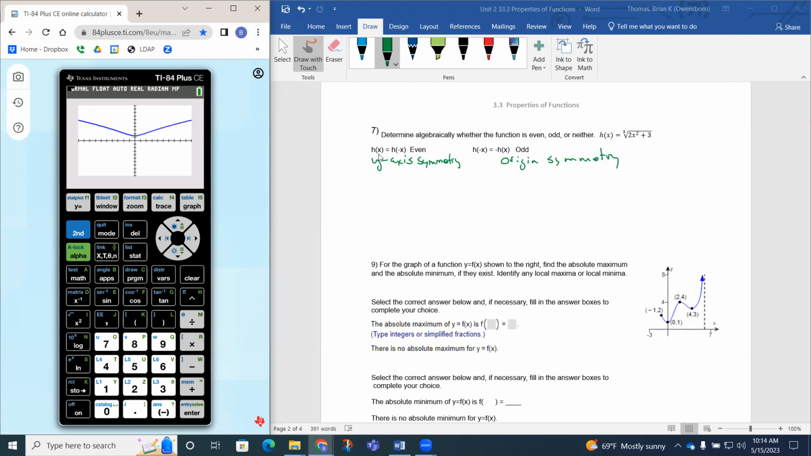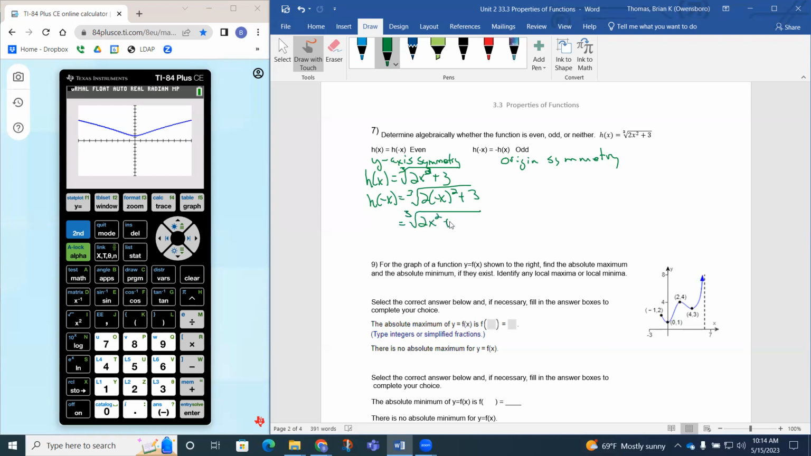If I want to prove it, h of x has to equal h of negative x. So again, h of x is equal to the cube root of 2x squared plus 3. So h of negative x has negative x going in place of x. This is going to be the cube root of 2 times negative x in parentheses squared plus 3. Now remember, if you raise a negative to an even power, it's going to be positive. So that becomes the cube root of 2x squared plus 3 when I simplify it. So h of x does equal h of negative x, so this is an even function.